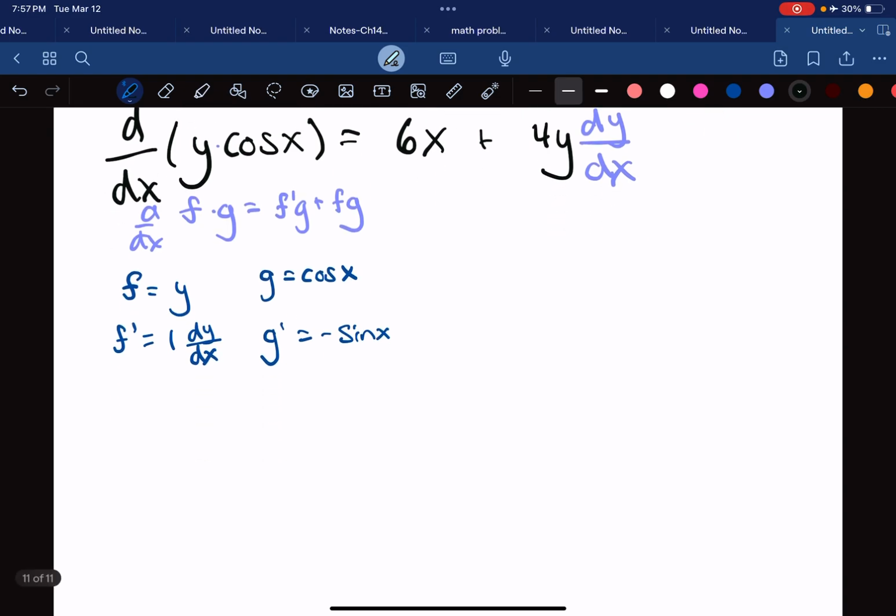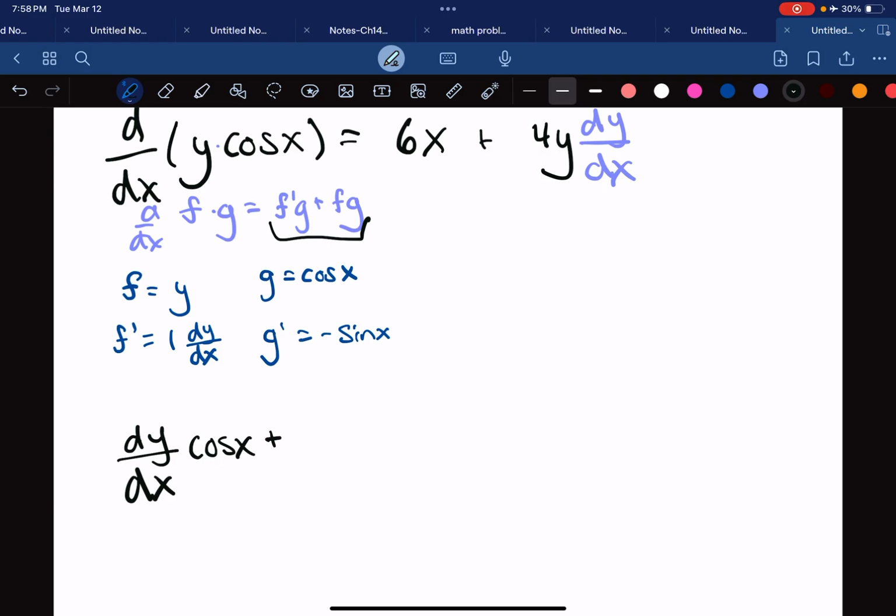So now plugging this all in for the left side using the product rule, the derivative of f is dy over dx times g, which is cosine x, plus the derivative of g, which is negative sine x, times f, which is y, is equal to 6x plus 4y dy over dx.